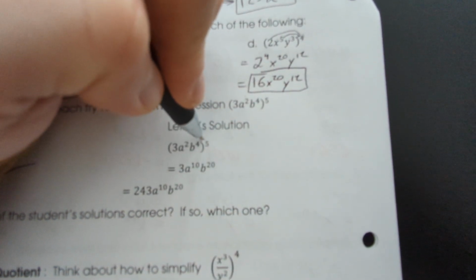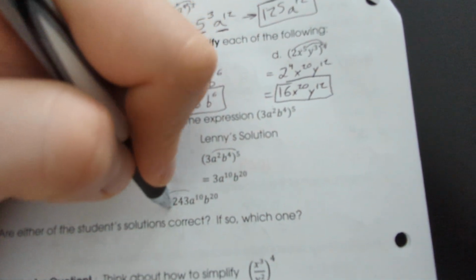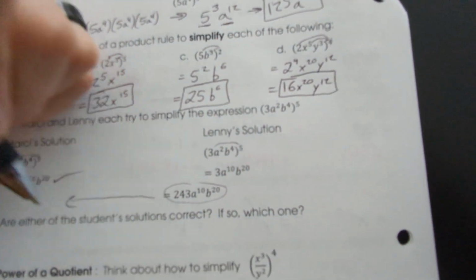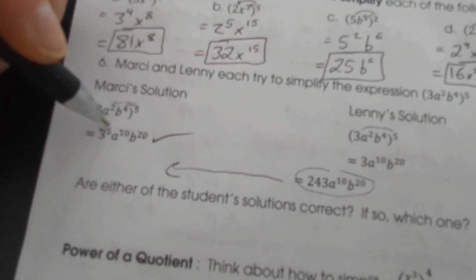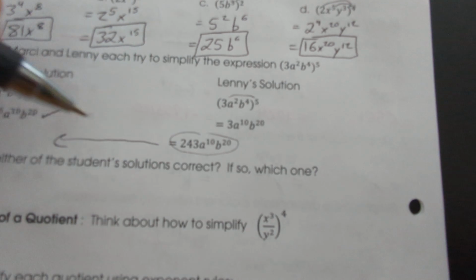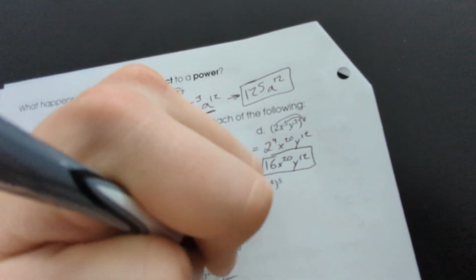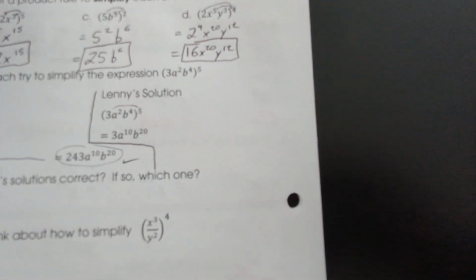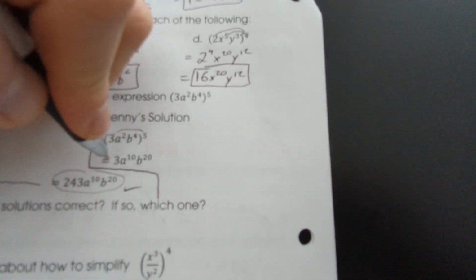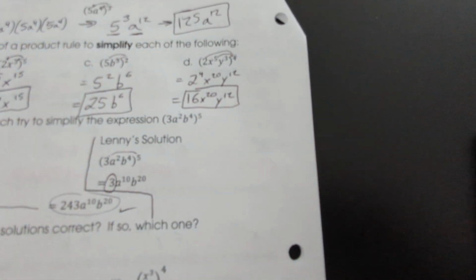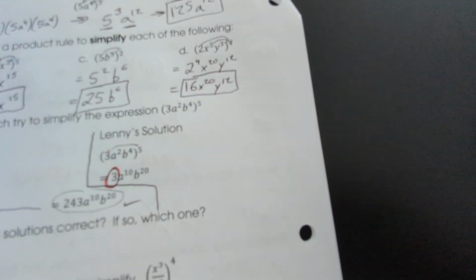Okay, right away you can see, and this actually printed wrong, sorry. This was supposed to be part of Marcy's solution. Because if you do 3 to the exponent of 5, you'll get 243, and this is actually going to be the right answer. So ignore that, it just printed wrong. Okay, so here, the 5 needs to apply to the 3. So that's why this is wrong. This is not right because Lenny didn't apply the 5 to this first 3 here.